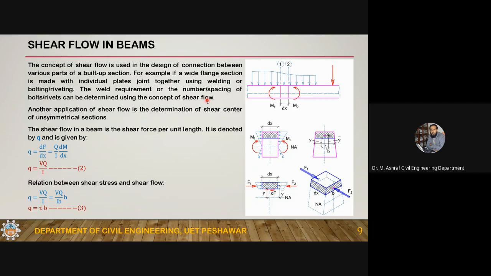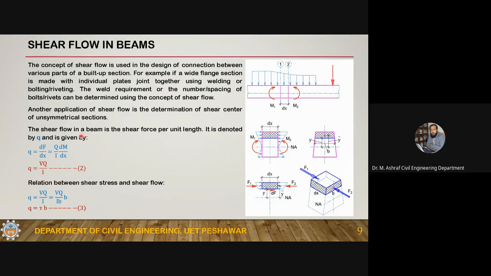There is another application, and we'll talk about this one. Another application of the shear flow is the determination of the shear center of unsymmetrical sections. The concept of shear center, we'll talk about at the end of this lecture. So this is one application, and this is the other application of the shear flow.